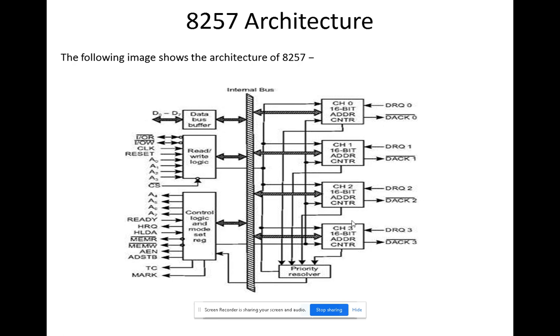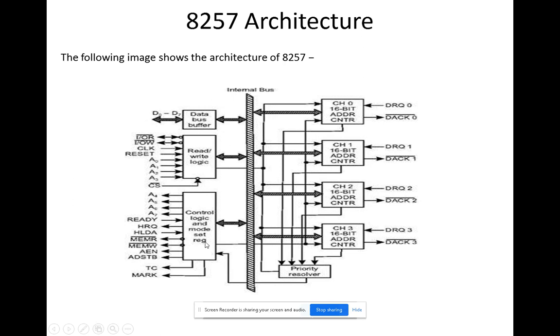So this is the architecture or block diagram of 8257. Like all interface circuits, it will have 2 blocks, the data bus buffer and the read write logic. In the data bus buffer, 8 data lines will be connected. In the read write logic, the read and write signals for the input output device are handled, input output read and input output write. Clock signal, reset signal, and the lines acting as address A0 to A3, the address lines, and CS for chip select.